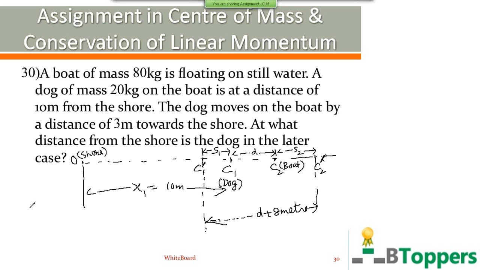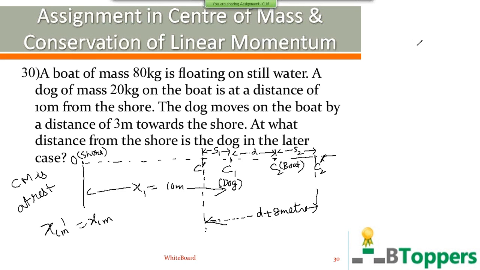Initially, both the dog and the boat are at rest. So, the initial velocity of the dog is 0, the initial velocity of the boat is 0, and the initial velocity of the center of mass of the system is 0. The velocity of the center of mass remains constant, which means the center of mass of the system will be at rest. Therefore, the distance of the center of mass of the system from the origin remains the same in both cases. So, XCM dash is equal to XCM.